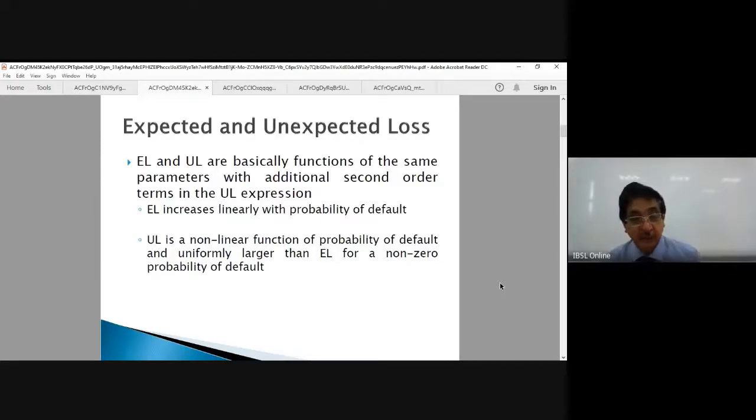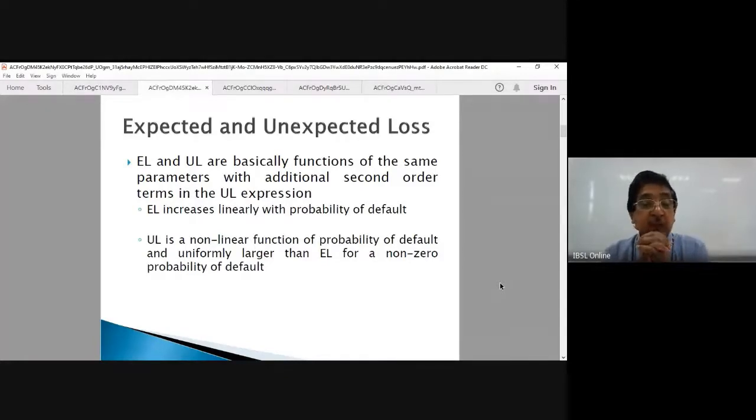I think that is the idea you need to get into your mind, because as a result of the increase of probability of default, expected loss will have a very proportionate and minor type of increase. Whereas a small increase of probability of default will have an exponential increase in unexpected loss. So that is the issue. I think that you need to keep in your mind.